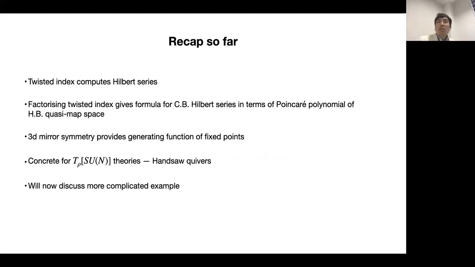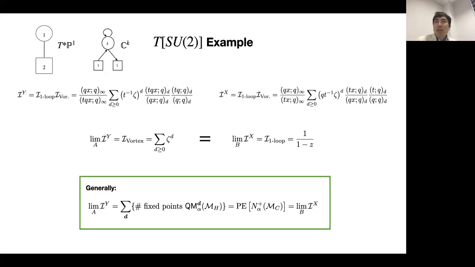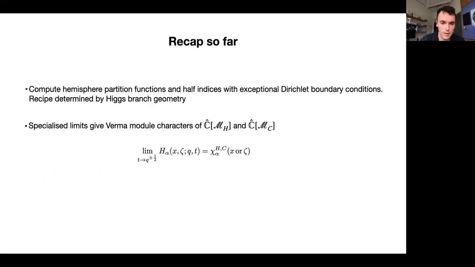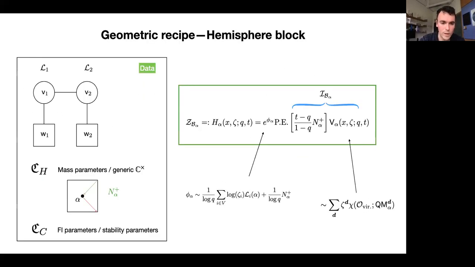Sorry, can I ask a question? What's this n plus alpha? So once you fix a chamber of mass parameters and an ordering on your mass parameters, at each fixed point you have some attracting directions in the tangent space and some repelling directions. So this n alpha is the attracting subspace of the tangent space for each vacuum.